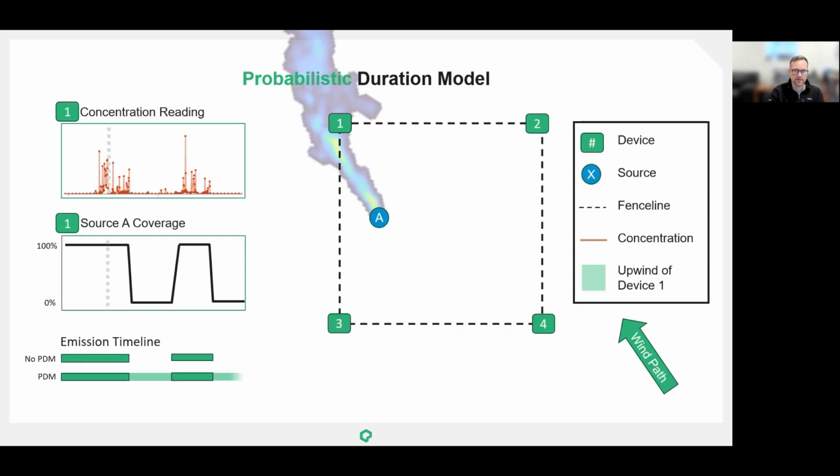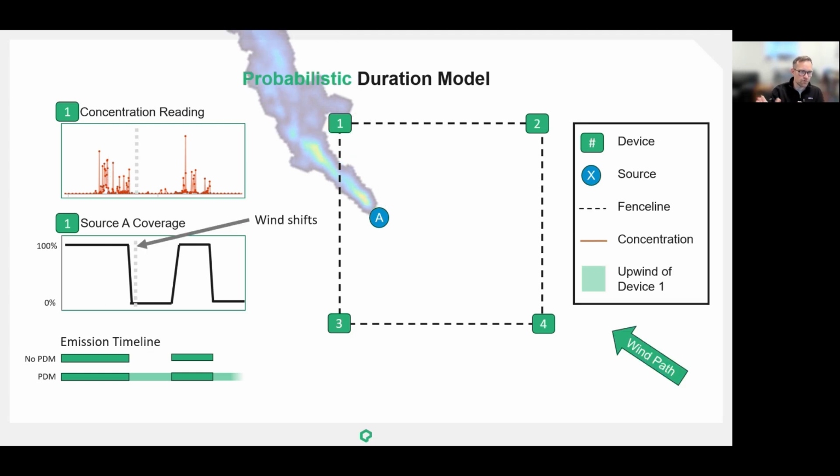So this is kind of a simplistic example, but we can see readings on the top left. We had some activity, and then we look, and source coverage is quite good. If we notice that plume drifting away, we will actually calculate that, okay, the wind direction is now such that coverage will drop. And if we see a coinciding drop in concentrations, the model will keep that emission alive.